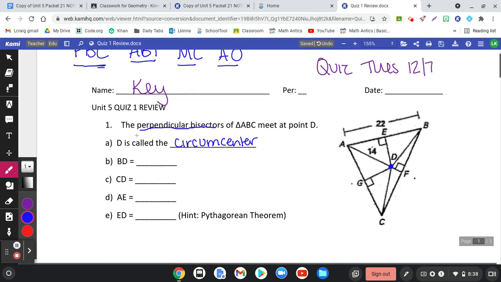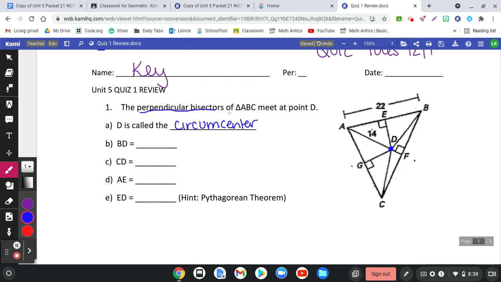So we said this is the circumcenter. Perpendicular means you've got 3 right angles here. Well, technically 6, but... And it means that the sides are cut in half, because if it's bisecting your sides, each side is cut in half. So if I want to find, say, AE or EB, those are both going to be 11.